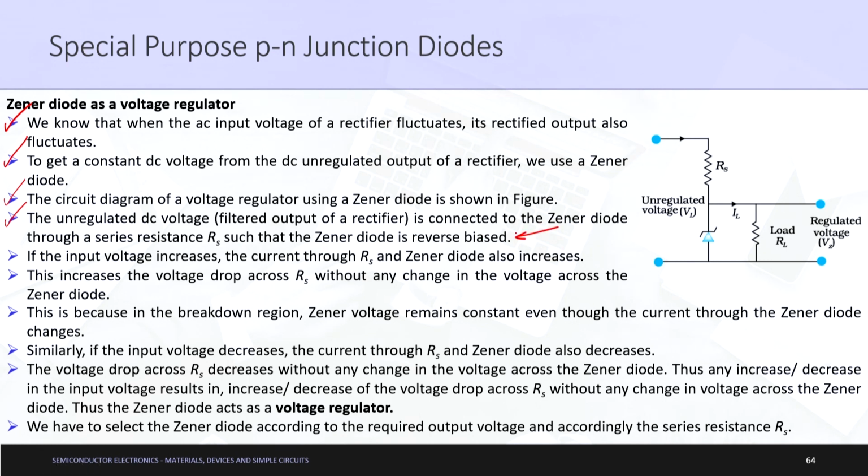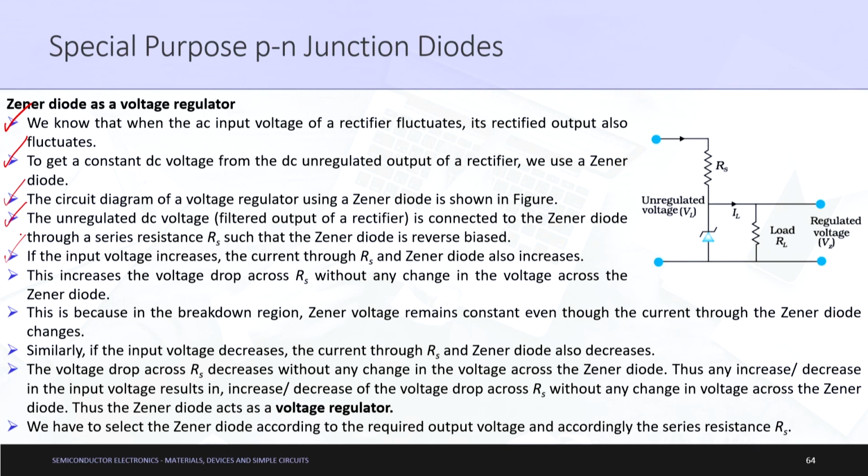Okay. So, what is basically being done here is that this output voltage is connected to the Zener diode. As you can see, it is connected to the Zener diode through a series resistance Rs. So, this is in series with this, such that the Zener diode is reverse biased. Because this is in series, this is being done such that the configuration of the Zener diode is reverse biased. We know the basic use of Zener diode: the Zener diode works in reverse bias condition.